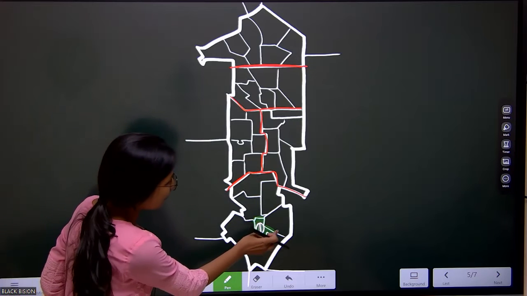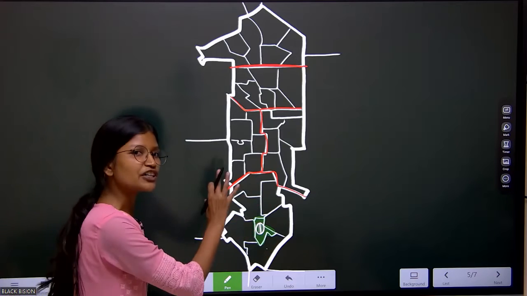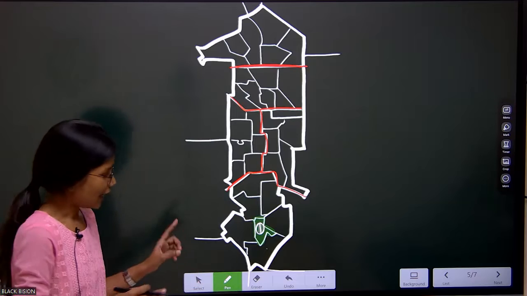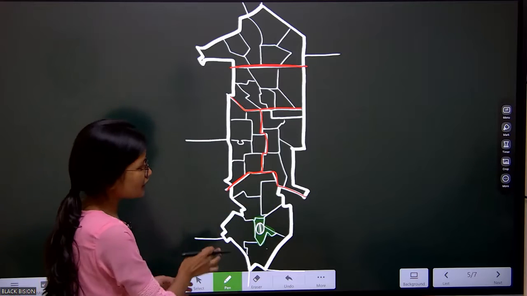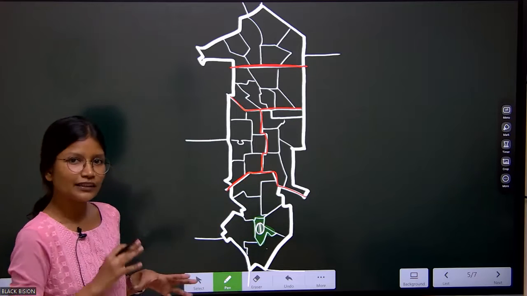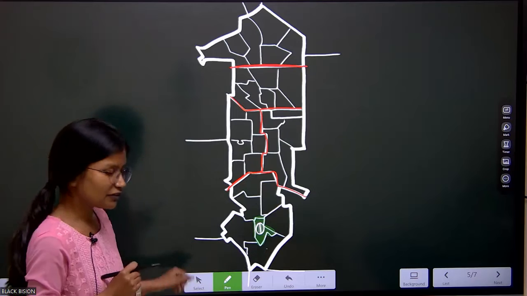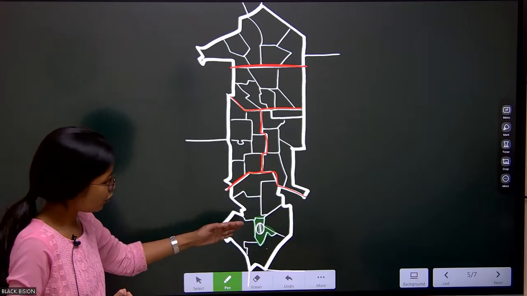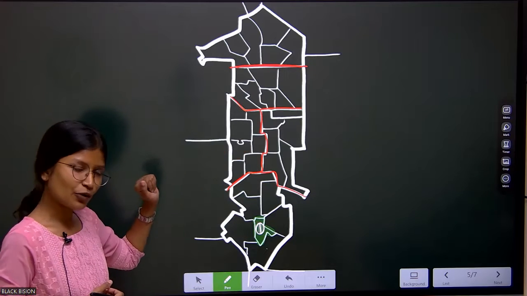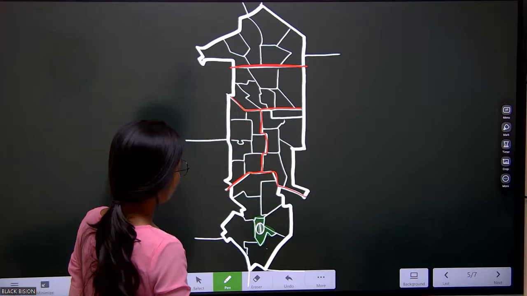That means it is being surrounded by the districts of Chhattisgarh only. Now, do we see any other districts which are only surrounded by the Chhattisgarh districts in this subdivision? No, we don't find any. So moving to the next subdivision. This is the Durg subdivision.